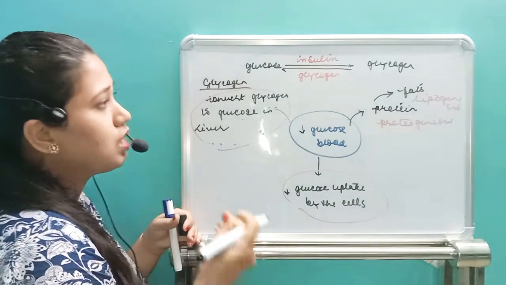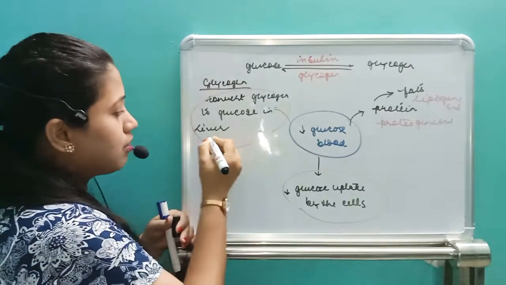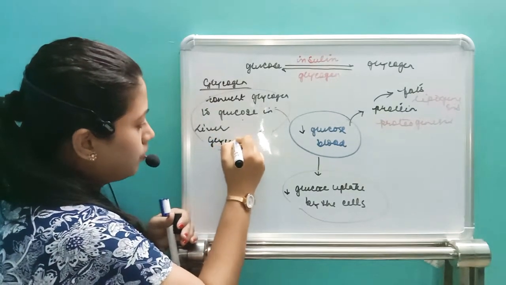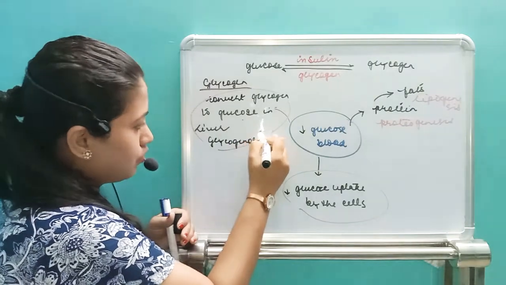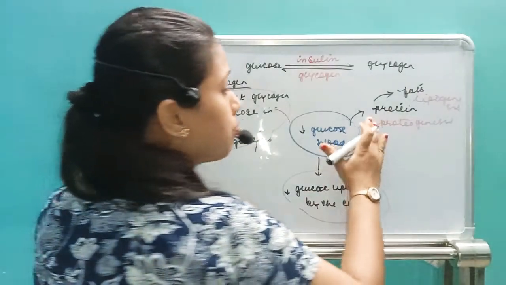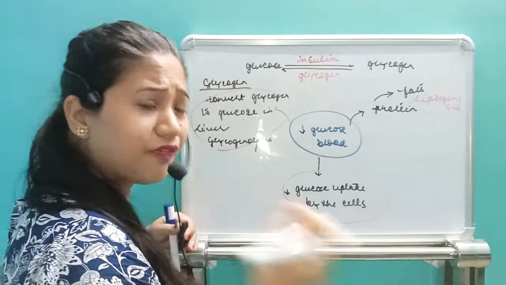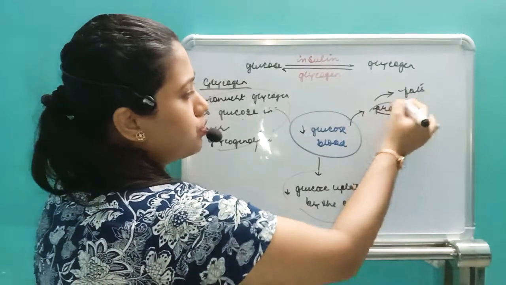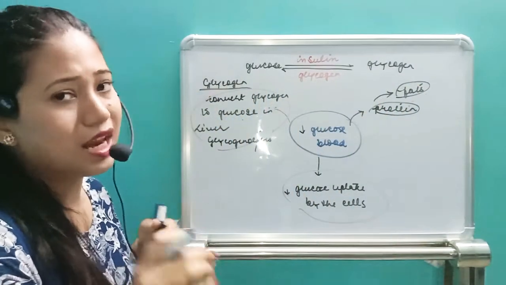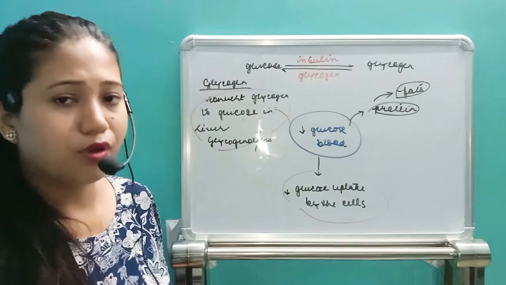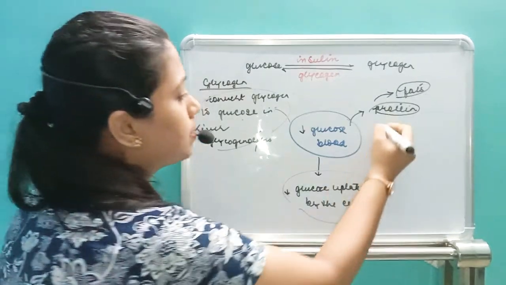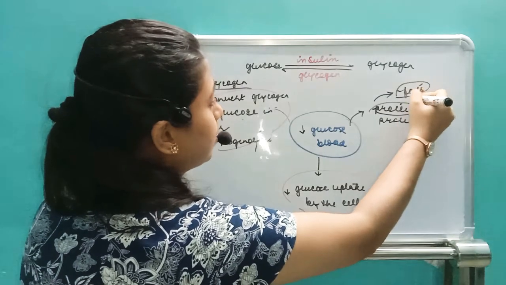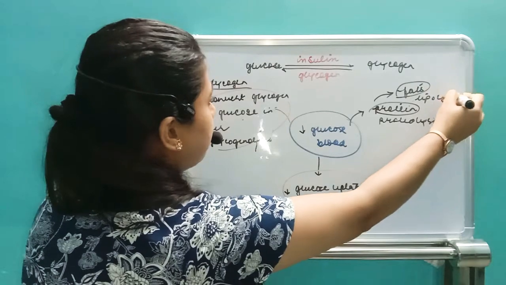What is that process? That process is called glycogenolysis. It will break down the protein to produce glucose, and ultimately it will break down the fats to produce energy. So all the stored food like protein and fats will be broken down and ultimately it will liberate glucose in our body. So what is the function? It will help in proteolysis and it will help in lipolysis.